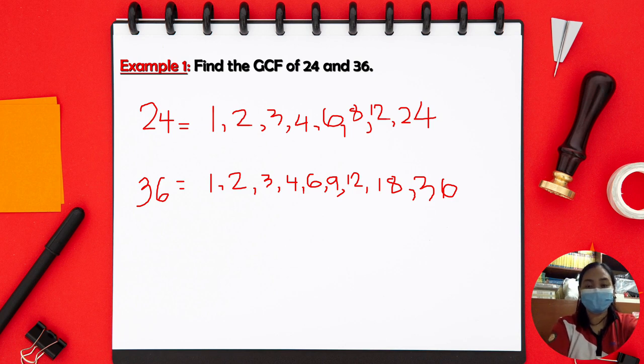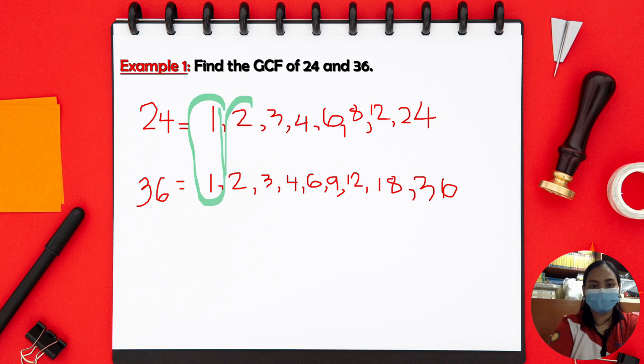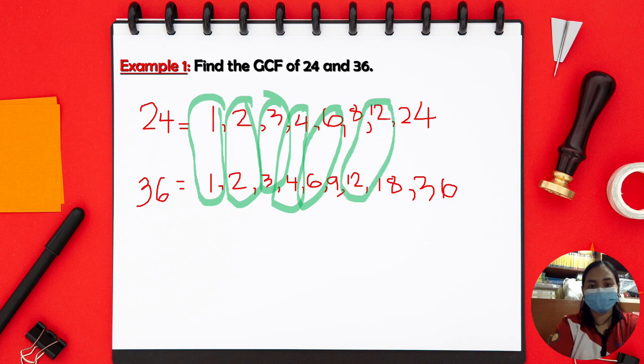Sunod natin is common, that is C. So, common factors, in-circle natin. I-highlight natin using yellow. So, ano yung mga common? So, we have 1, hindi siya visible. Ulitin na lang natin. Okay, so I'll be using green na lang. So, we have 1, 2, 3, 4, 6, 12, at wala na. So, that is letter C, common factors.